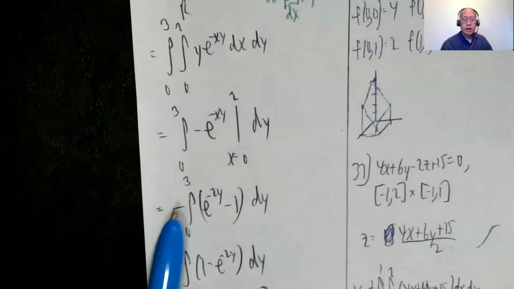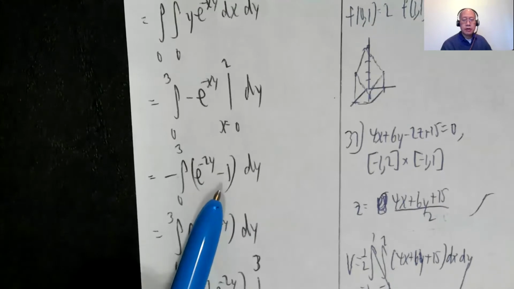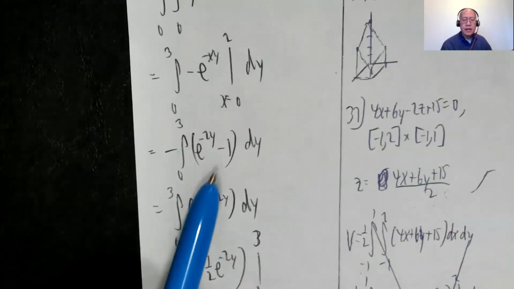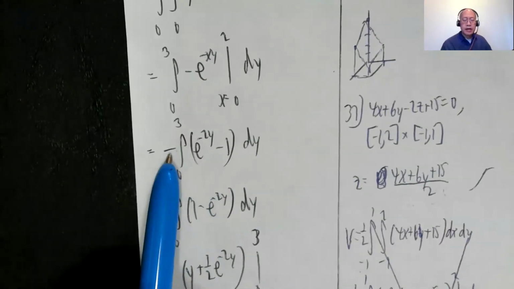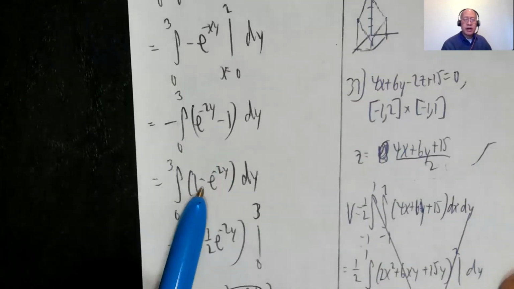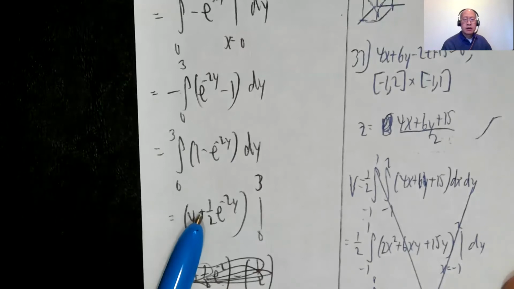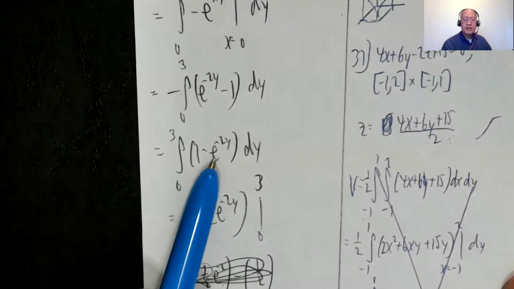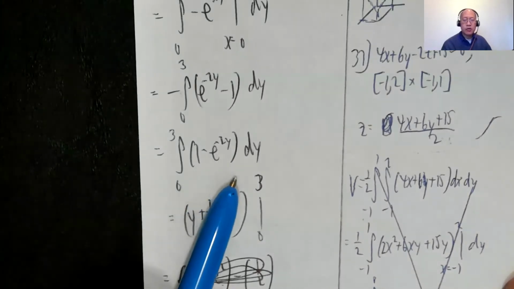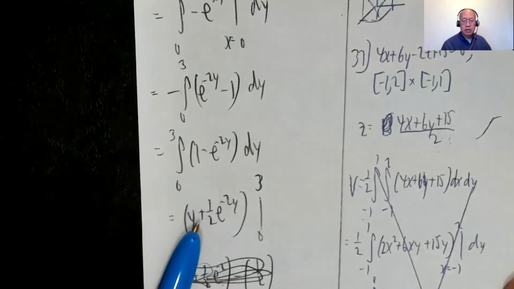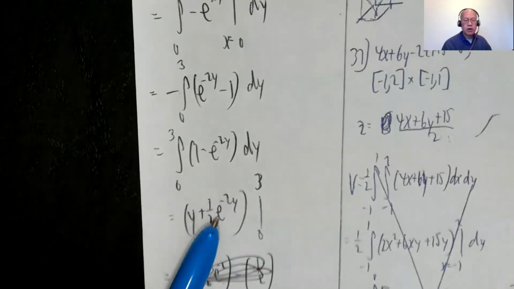Plug in 2, factor out the negative. So e to the -2y. Plug in 0, you don't get 0, you get -1. And I distributed the negative, so flip that around: 1 minus e to the -2y. Okay, so that gives me y. Integral of -e to the -2y is -e to the -2y times -1/2. So it's y plus 1/2 e to the -2y.